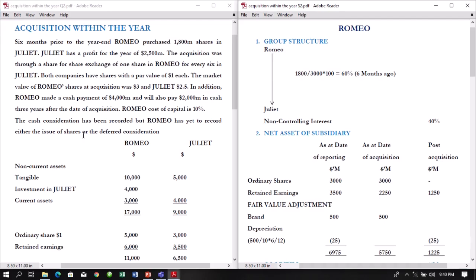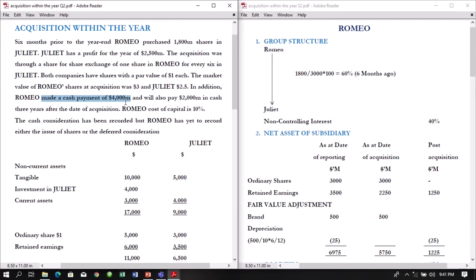So we purchased 1,800 million shares. Now, if I purchase shares in the subsidiary company, I need to furnish some consideration. Most times I may buy those shares by paying cash. But in this question, is it only cash? Let us check. The question says the acquisition was through a share for share exchange. So one of the ways in which we pay is through share exchange. And the question says again, in addition, Romeo made a cash payment of $4,000. Aside from the share for share exchange, there is also a cash payment, which makes my consideration transferred two: we have the share for share exchange, we have the cash payment.